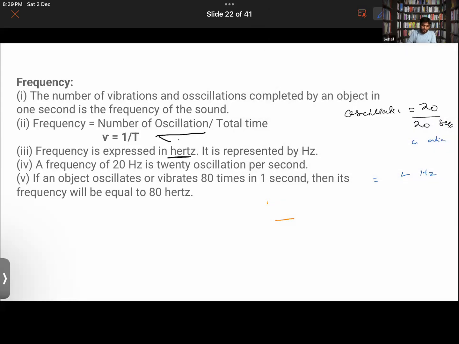Let me repeat again. Frequency is what? The number of vibrations or oscillations that is being done by an object in 1 second. That is simply frequency of the sound, right? It is expressed in hertz. It's represented with a capital H and a small z like this, right? And अगर हम कहते हैं कि एक object की 20 hertz frequency है, it means कि it does 20 oscillations in 1 second. Getting it now? और अगर 80 hertz उसकी frequency है, it means it is doing 80 vibrations in 1 second. Hope it is clear to everyone.